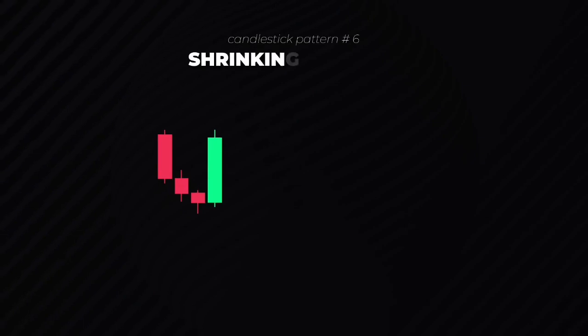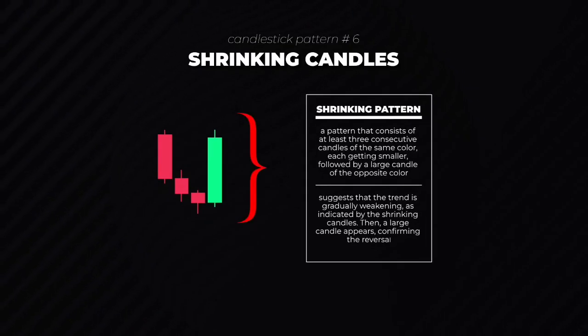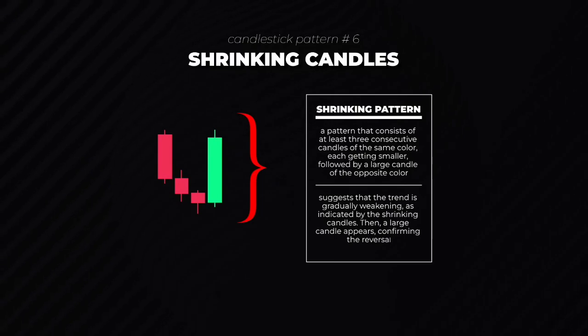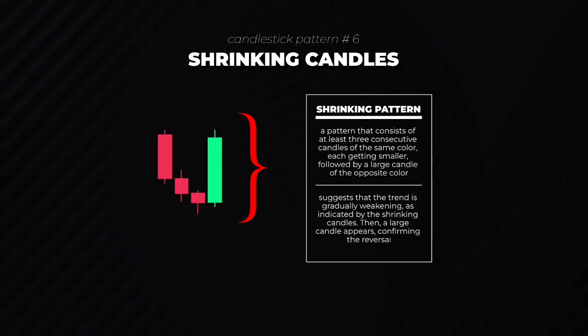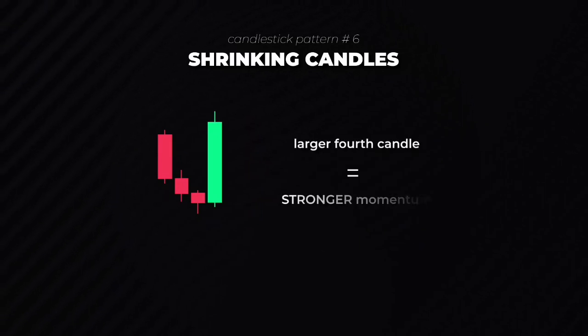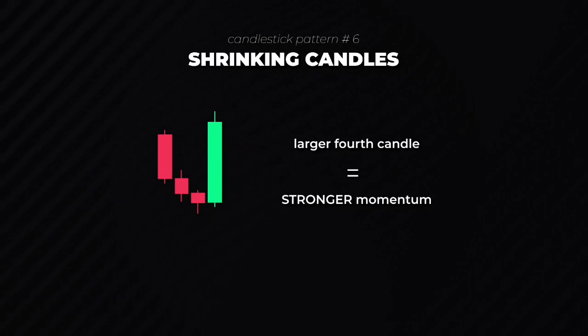Pattern number 6 is shrinking candles. This is a candlestick pattern that consists of at least 3 consecutive candles of the same color, each getting smaller, followed by a large candle of the opposite color. This pattern suggests that the trend is gradually weakening, as indicated by the shrinking candles. Then, a large candle appears, confirming the reversal. The size of the 4th candle affects the likelihood of a successful reversal. Larger candles show stronger momentum, increasing the probability of a reversal. I recommend looking for a pattern where the 4th candle closes above the 2nd candle.